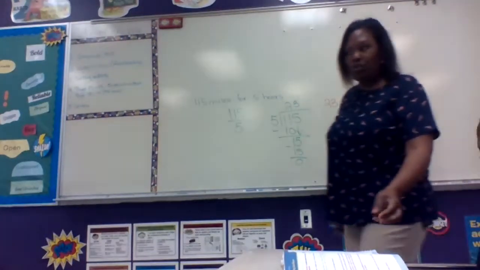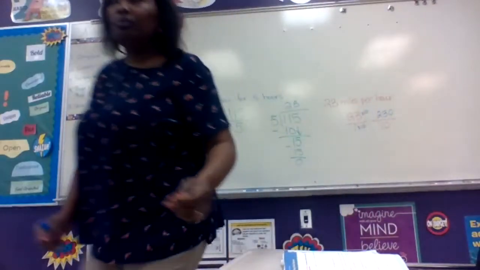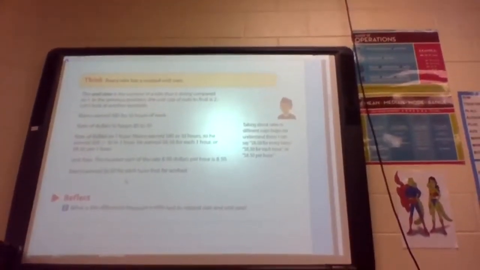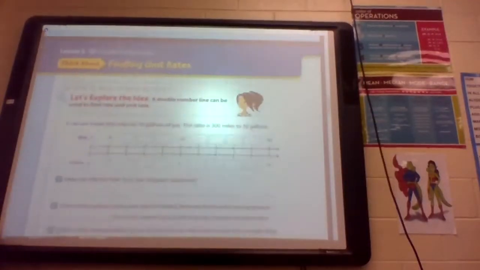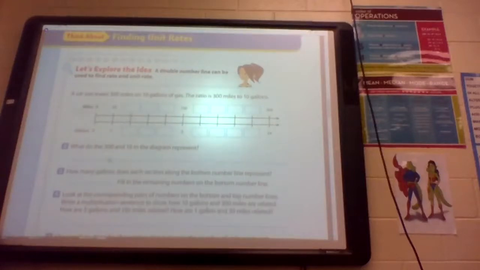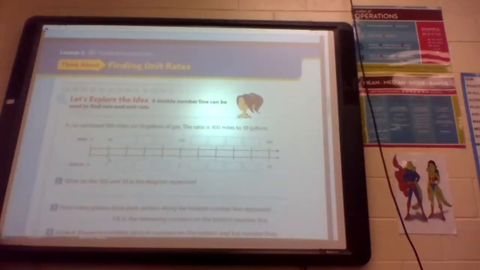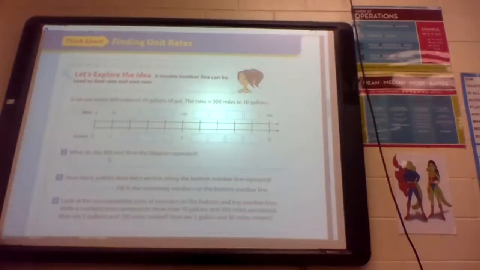All right, page 12. It says, let's explore the idea. A double number line can be used to find rate and unit rate.